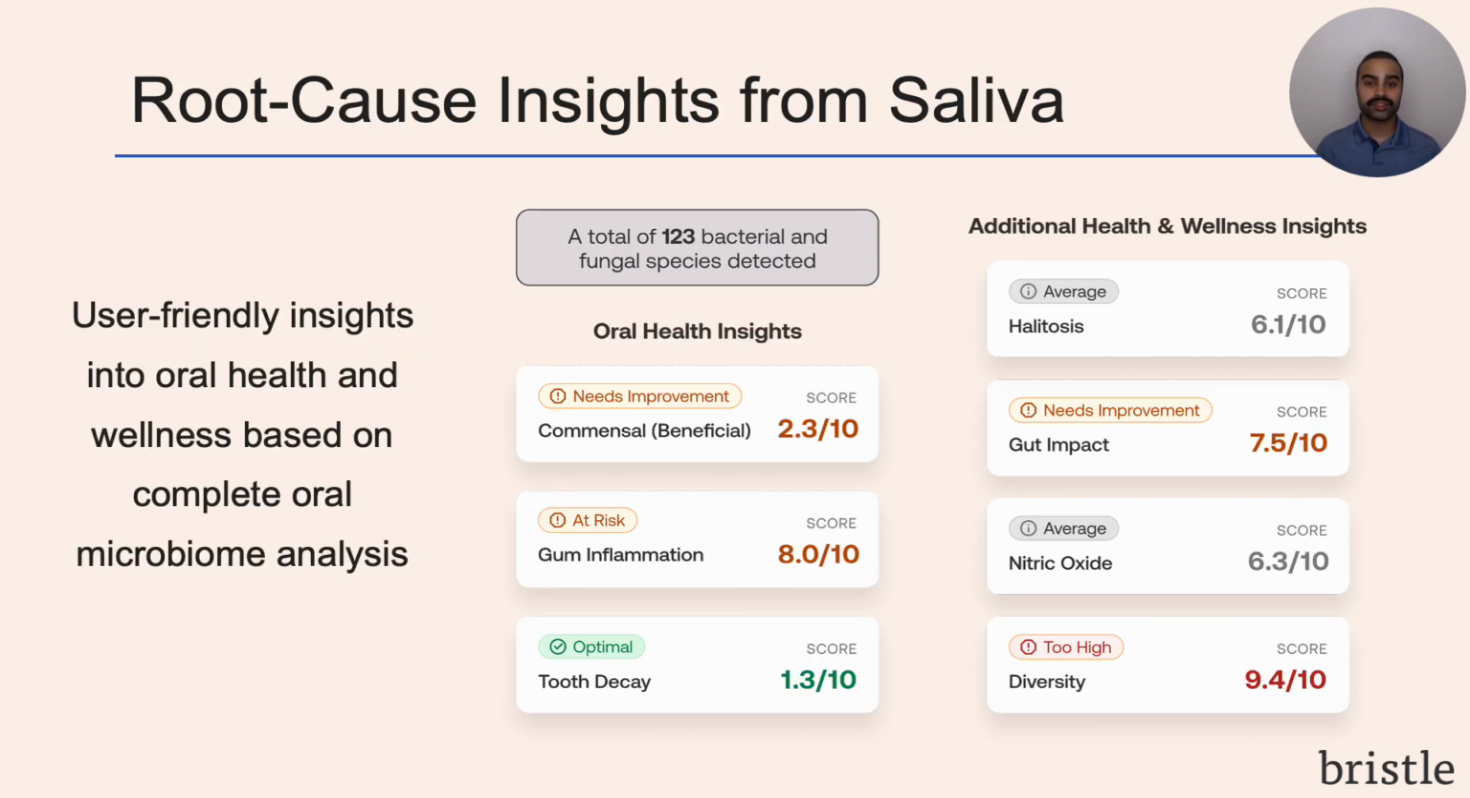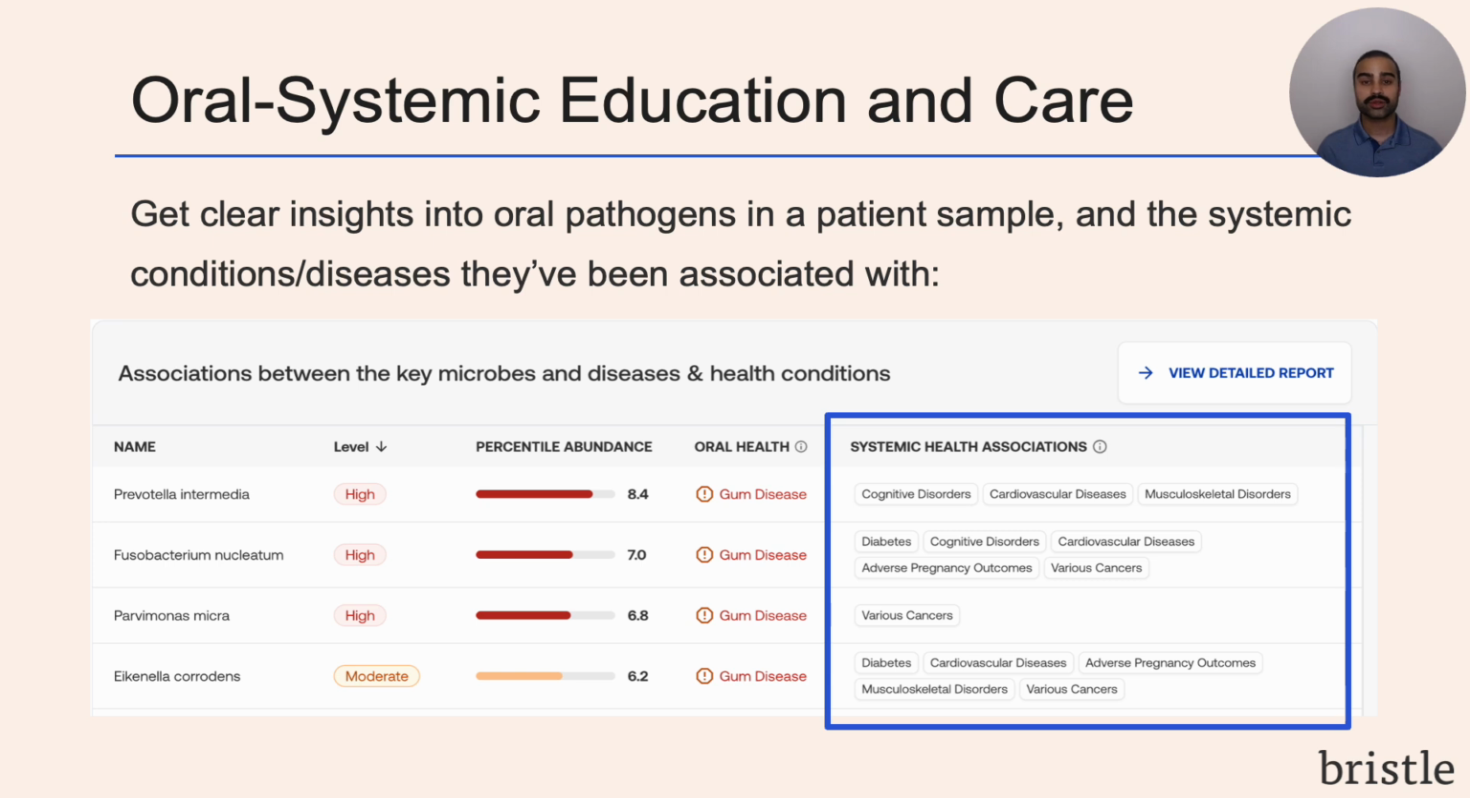Now, a raw list of all the microbes isn't very actionable on its own, so we distill that information down into 7 key insight scores that are all based on a 0 to 10 scale. These scores give you a quick root cause view into both oral health and systemic health implications for the patient. We also highlight certain key pathogens and show which systemic diseases they're associated with based on research. This can be a great educational tool for your patients to help them connect their oral health to their overall health.